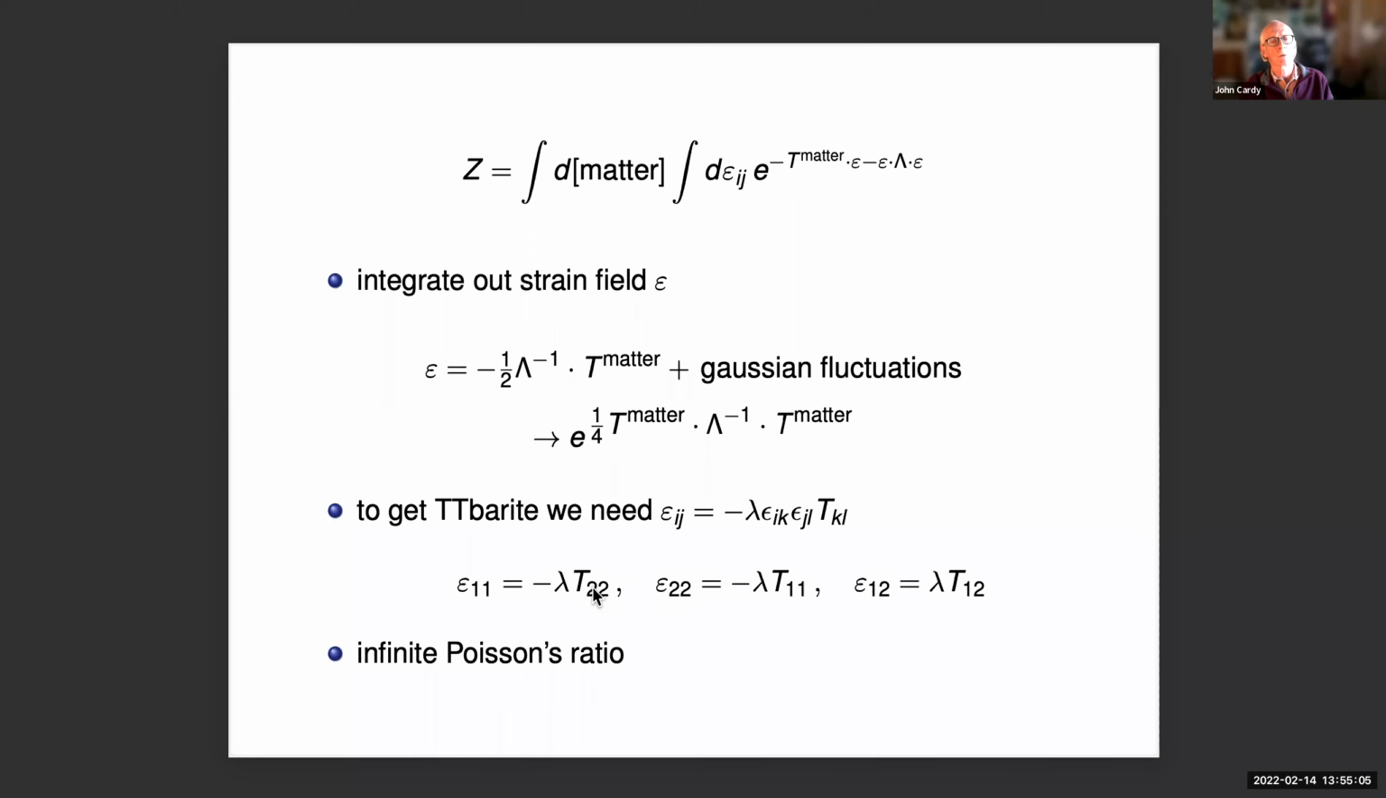So that means that this is a very strange material, because a stress in the two direction is going to produce a strain in the one direction and vice versa. And the sign of the transverse response is opposite to that of the longitudinal response. So this material actually has what we call an infinite Poisson's ratio.